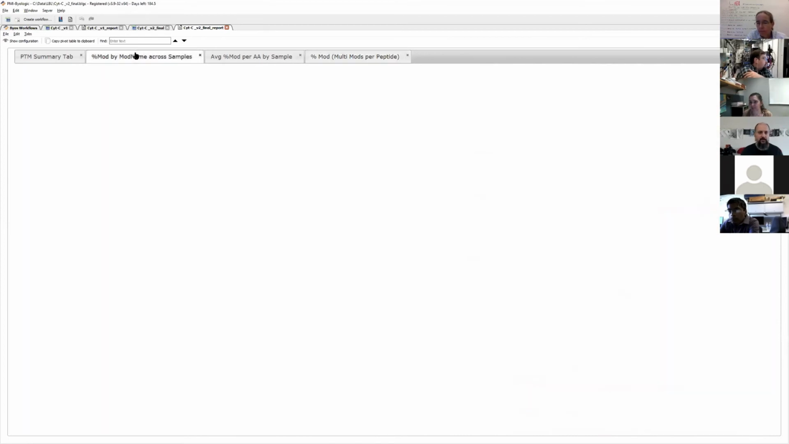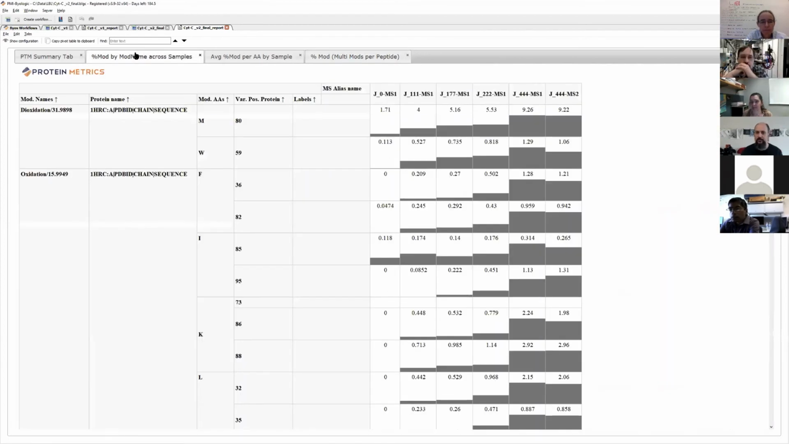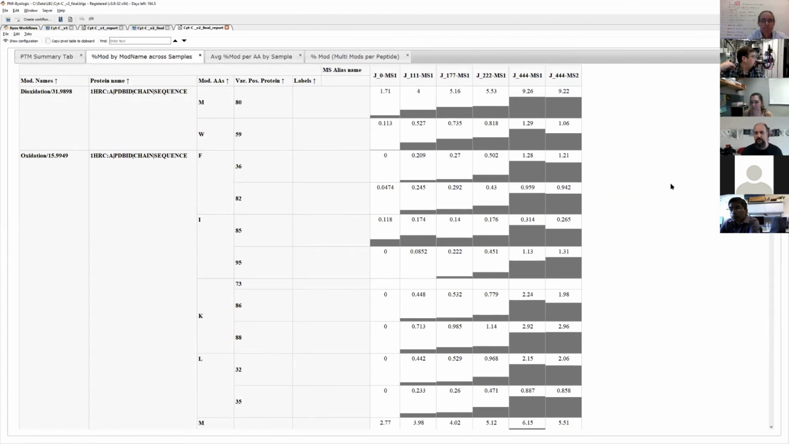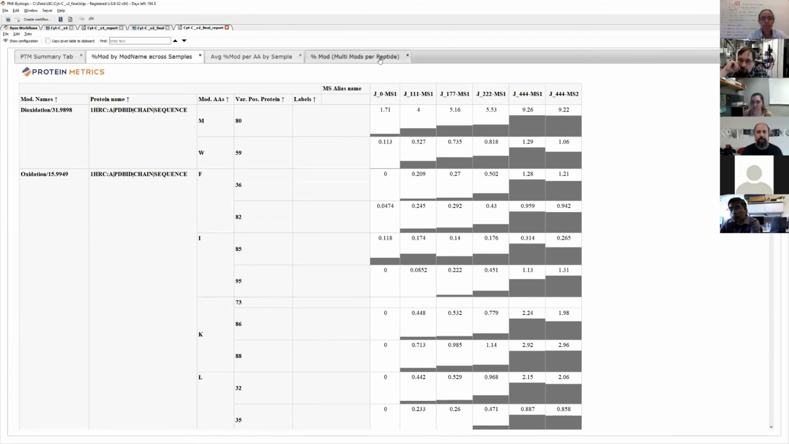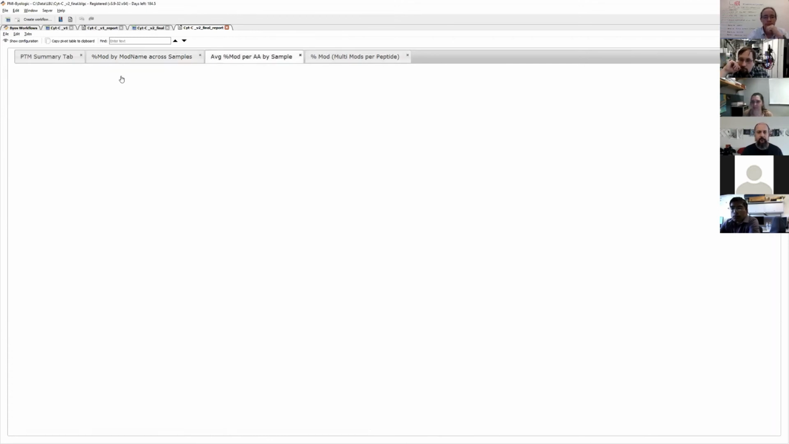Another view is, this is the default report, by the way. Another view here is, again, percent modification, averaged across different charge states this time, but has these little bars in the tables that show you trends within the same row, which is useful in seeing if something is going up or down.